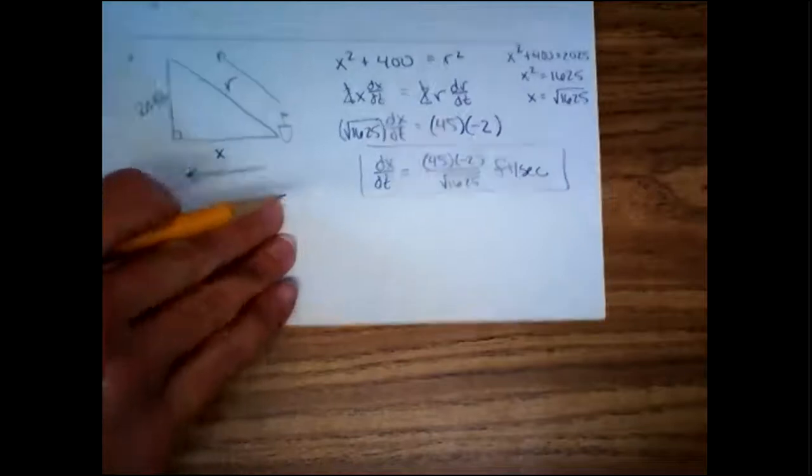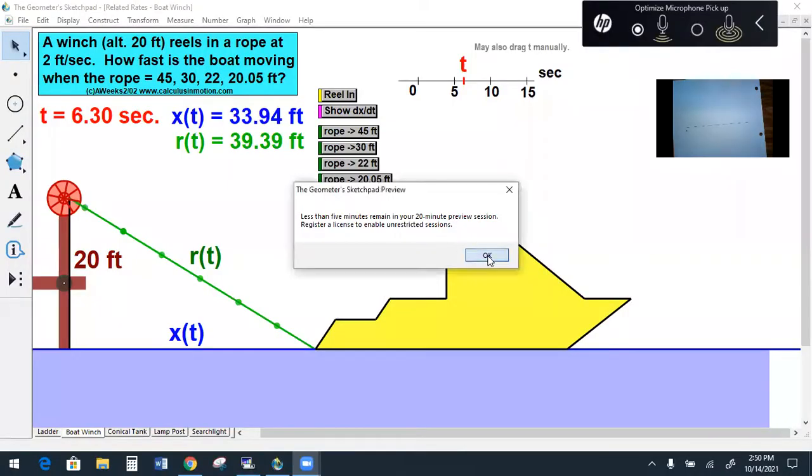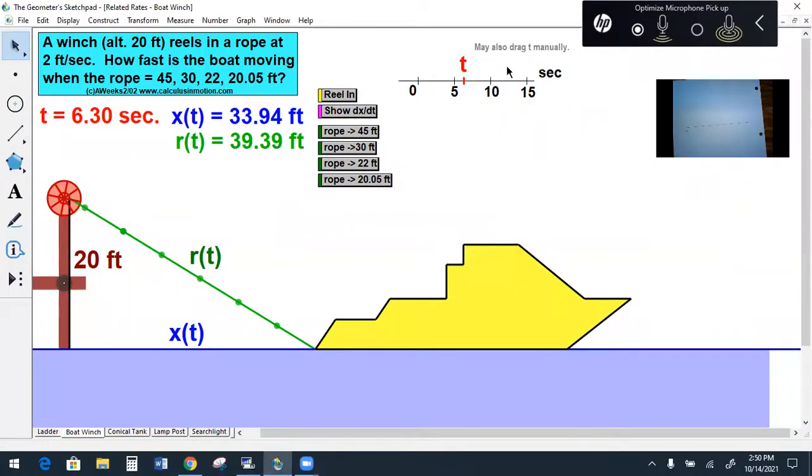All right, so I'm going to share my screen again so we can look at the next problem. Oh, you know what? Hold on one second.